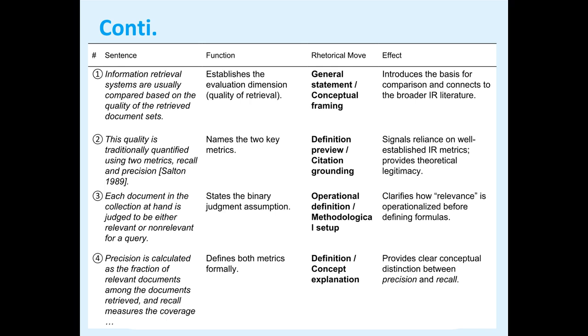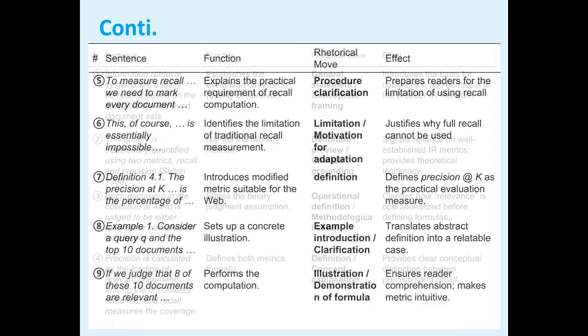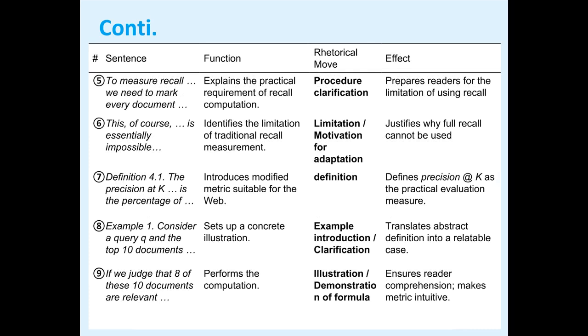Sentence 3 then states the binary judgment assumption that documents are judged relevant or non-relevant. This is the operational definition, which clarifies how relevance is operationalized. Finally, sentence 4 defines both metrics formally, which provides a clear conceptual distinction between precision and recall. The final 5 sentences of this paragraph structure the writing around 3 essential steps: limitation, adaptation, and clarification.